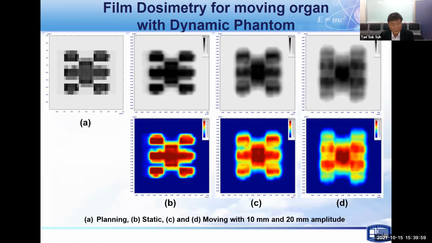This shows the film dosimetry of a static target and moving target. It shows the planning for the static, and this is actually a measurement for the static and movement, 10 mm movement and 20 mm movement. So as you see in this figure, when the target moves more, then we have more broad dose distribution. So we cannot use 3D planning to evaluate the moving target. So definitely we need a 4D dose plan.